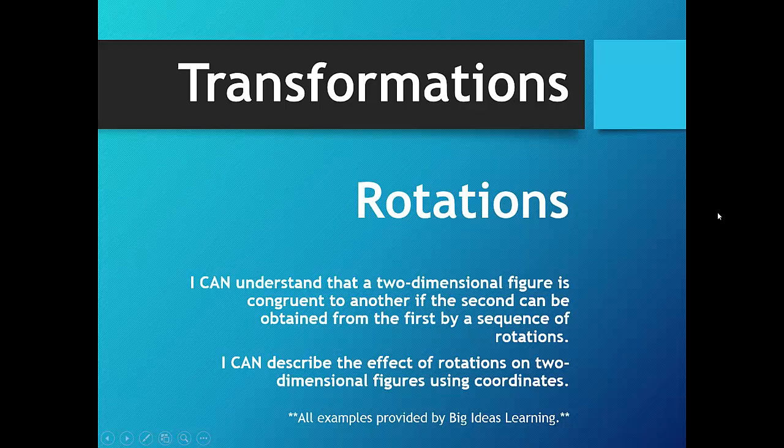Today's lesson is on rotations. After today, you will be able to understand that a two-dimensional figure is congruent to another if the second can be obtained from the first by a sequence of rotations. You will also be able to describe the effect of rotations on two-dimensional figures using coordinates.